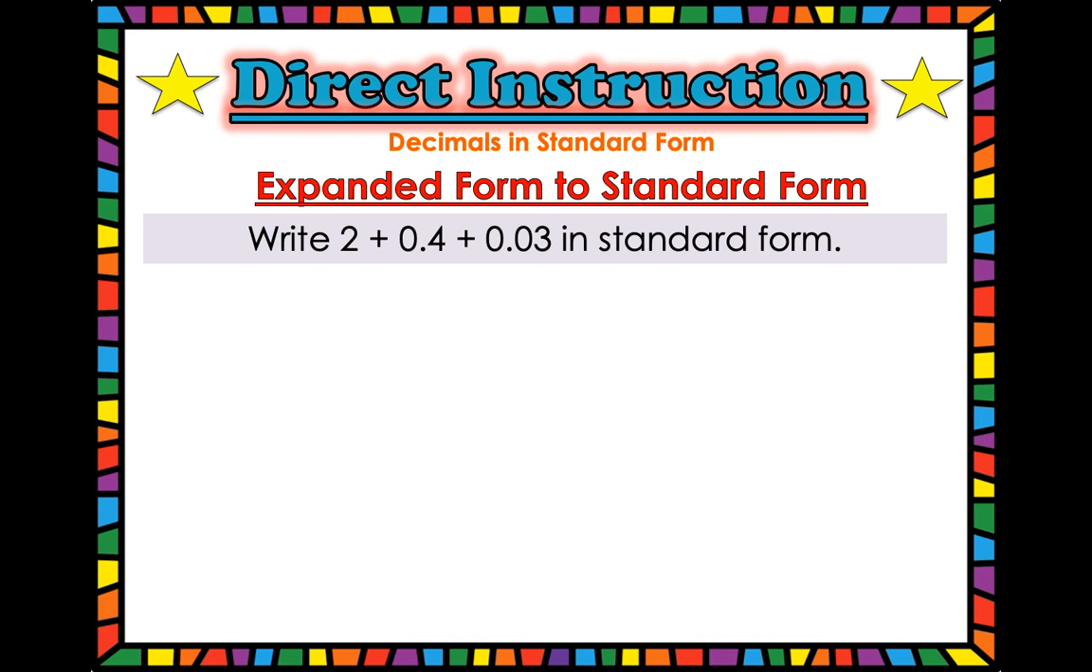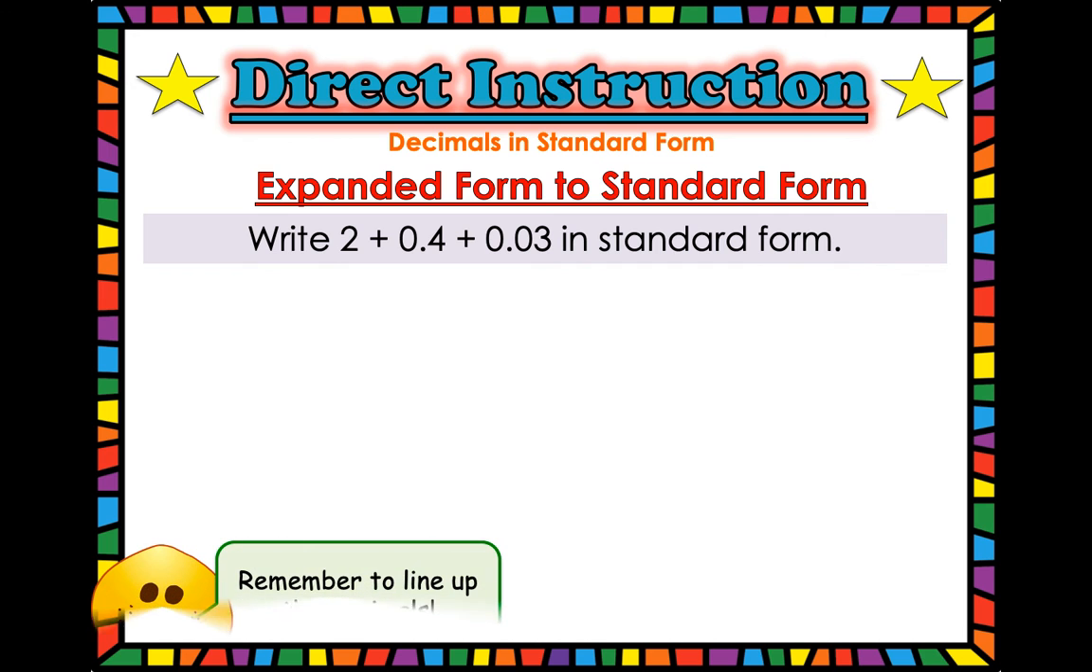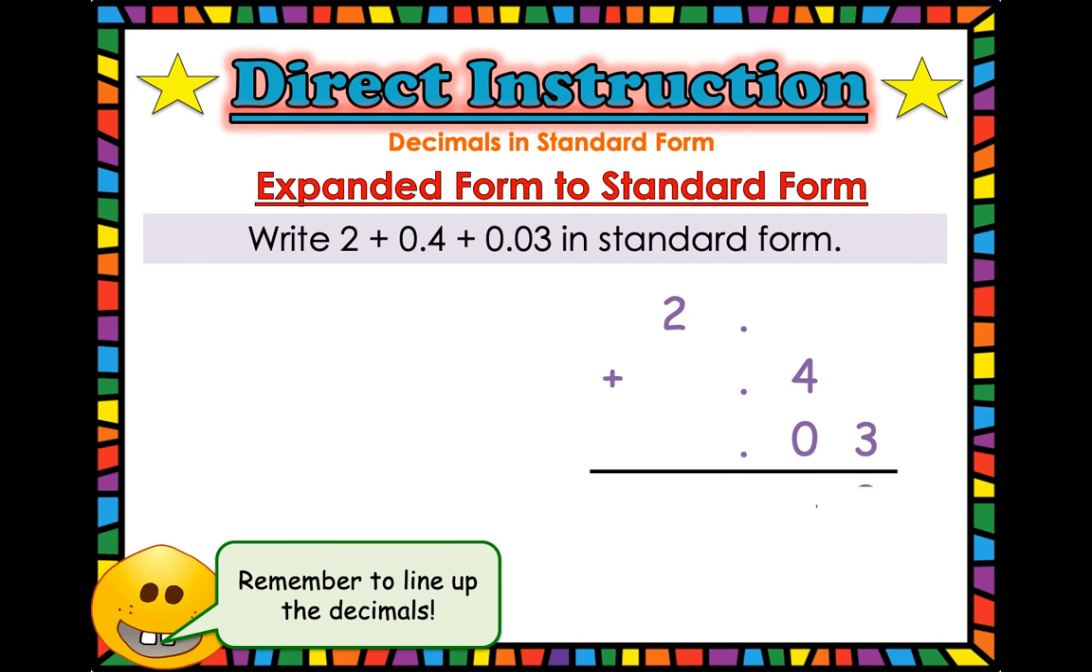Okay, so remember to line up the decimals. Here we have the 2. We don't have a decimal here, right? But we know that anything to the right of the whole number is going to have a decimal, which is why we're able to put a decimal there. And then you add it up.